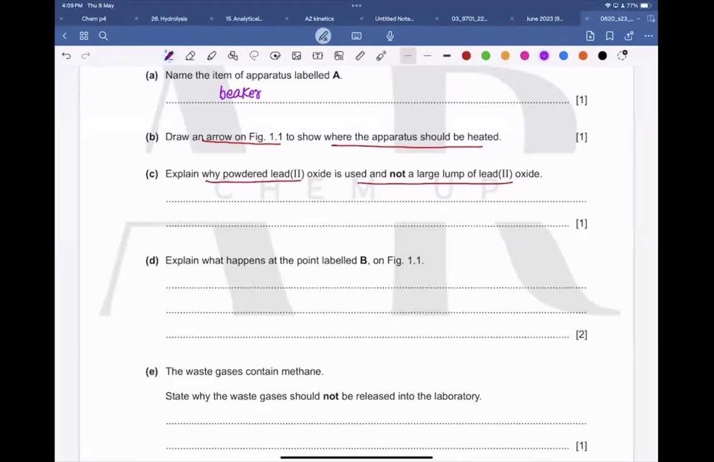So we know that powder has larger surface area, hence reacts faster. Yeah, faster rate of reaction. Very good. Now, B part. Explain what happens at the point labeled B on figure 1.1.